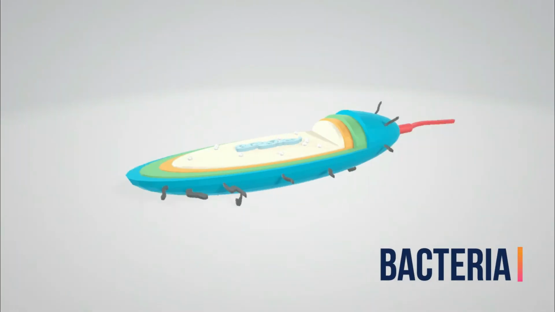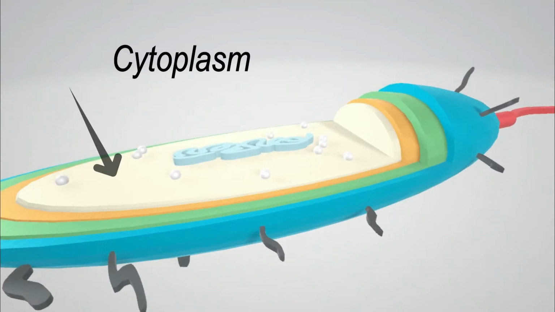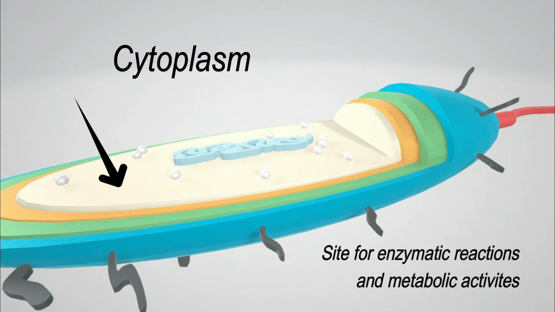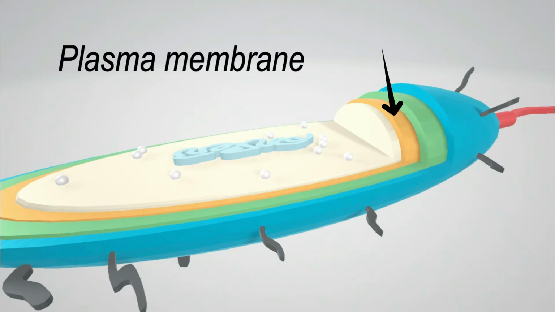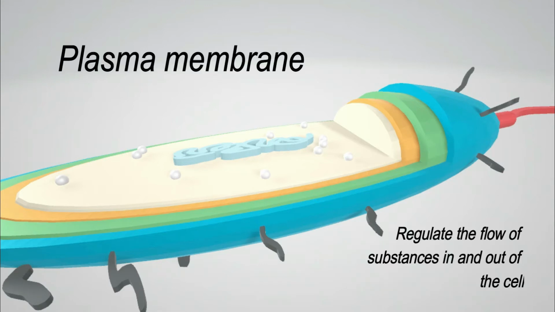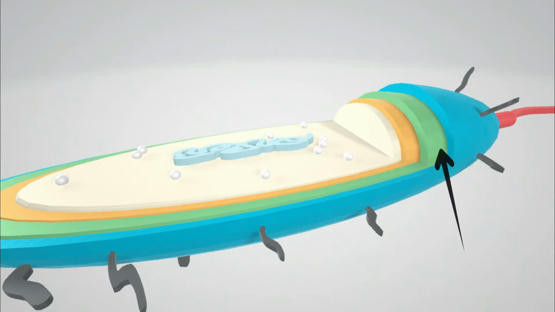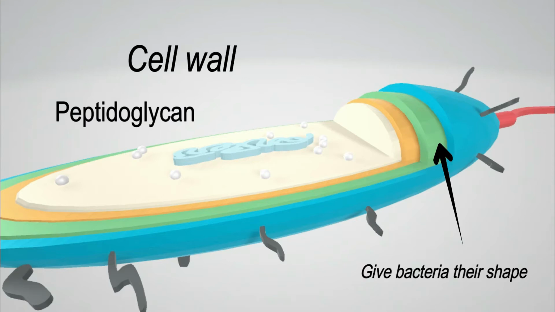So here, this is the structure of gram-positive bacteria. The white region here is cytoplasm. Cytoplasm is the site for most of the enzymatic reactions and metabolic activity of the cell. The yellow layer is plasma membrane. Plasma membrane regulates the flow of substances in and out of the cell. The green layer here is a cell wall containing peptidoglycan. Most bacteria have a rigid cell wall that gives them their shape.